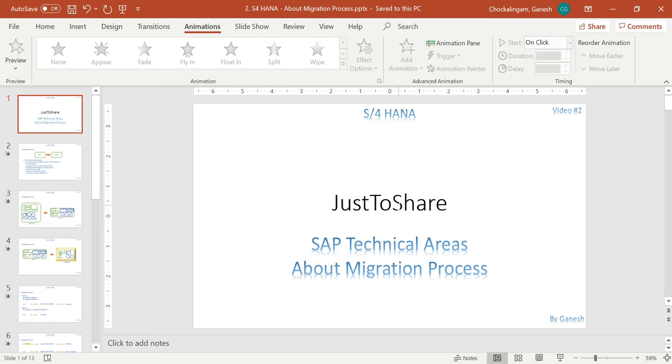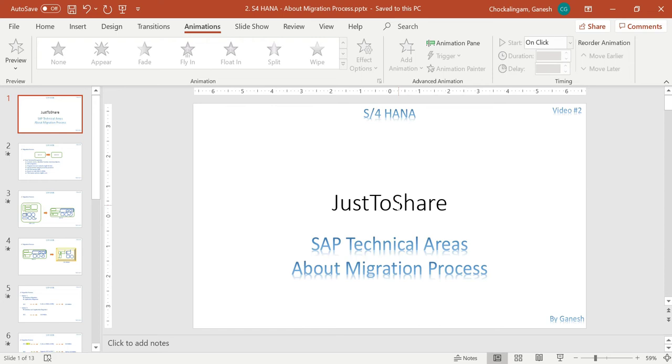In this session, I'm going to explain about the migration process. This is very basic to understand what is migration and how it is happening between our ECC to S4 HANA, and what are the terminologies they are using. You might be aware of Greenfield implementation, Brownfield implementation or Bluefield implementation, and a sidecar approach.